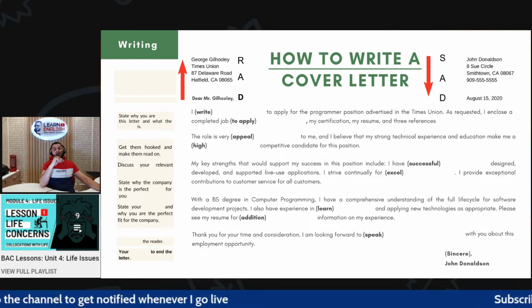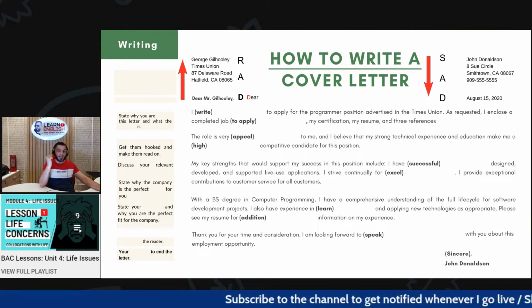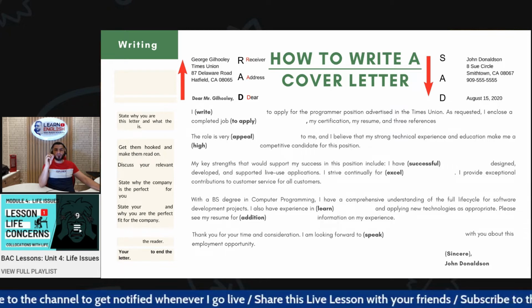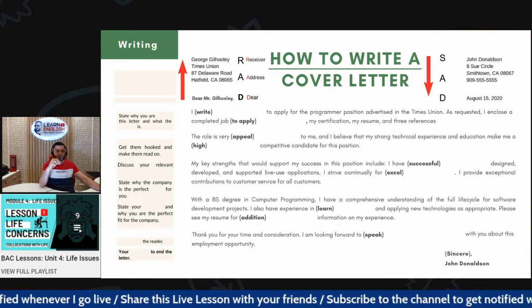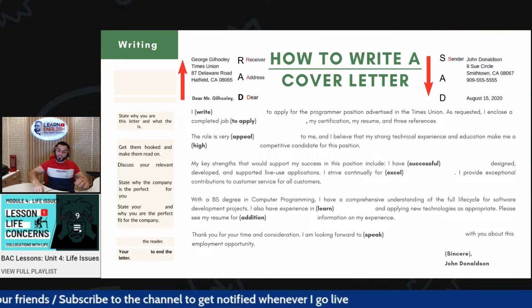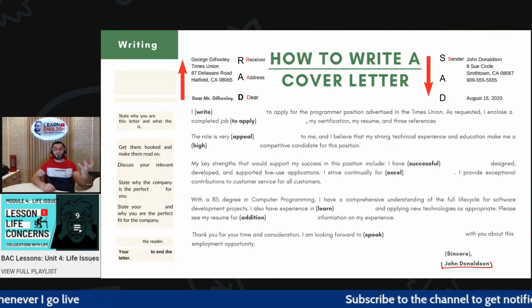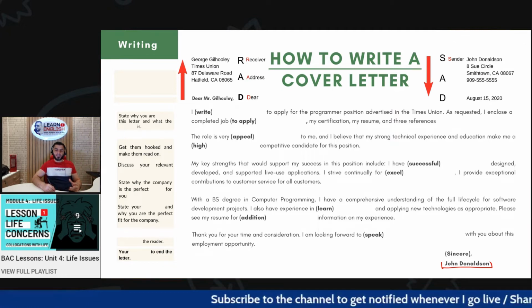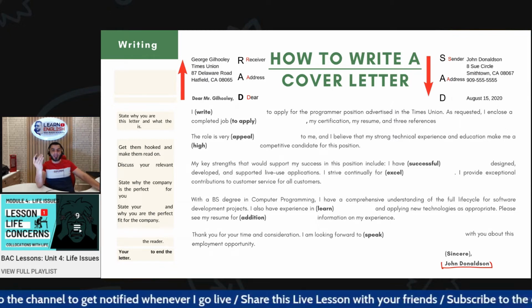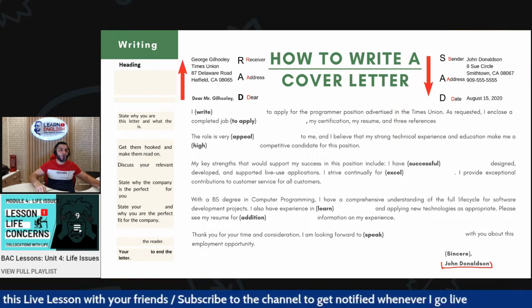And each letter here stands for a particular word. D stands for dear, which is a greeting. A stands for the address, and R stands for the receiver. So George here is the receiver of this letter. But S, John Donaldson, as you can see here, is the sender of this letter. And of course, below that, you have to write the address of the receiver and the date of sending this letter. Okay, so this is what we call the heading.